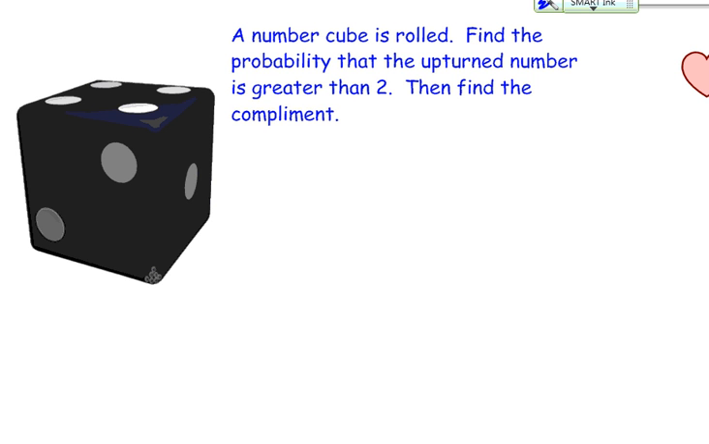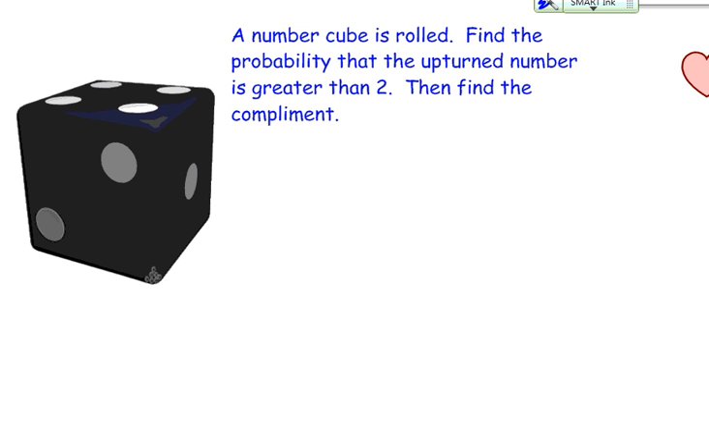All right, so we have these ideas. We have sample space, we have complement, we're figuring out probability. Another example. How are we actually going about doing this? So the number cube is rolled. Find the probability that the upturned number is greater than 2.